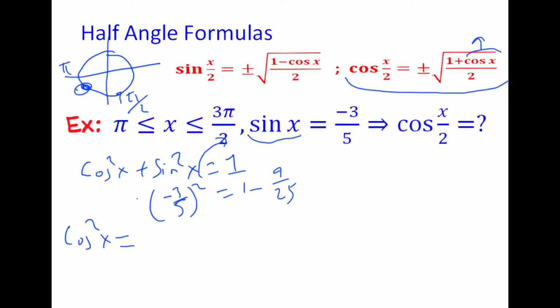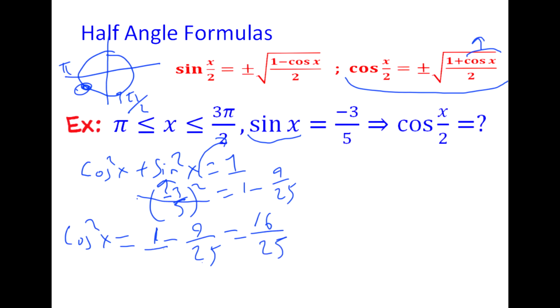Okay, right now just forget this part. And this is equal to this. So cosine square x is going to be 1 minus 9 divided by 25. 1 times 25 is 25. So 25 minus 9 is going to be 16. 16 divided by 25. I just made a shortcut.